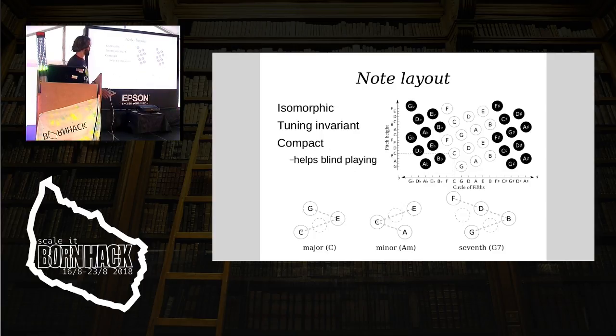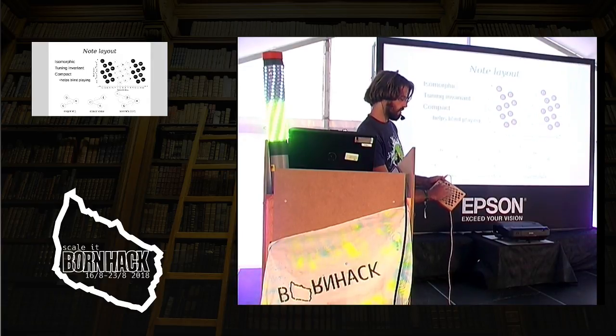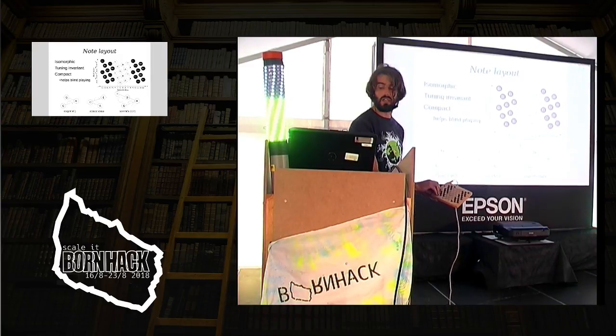The nice thing about this layout is that it's isomorphic. Every musical distance has the same shape. So, for example, a minor third is always this, a major chord is always this triangle, a minor chord is this triangle. And it works with different tunings.